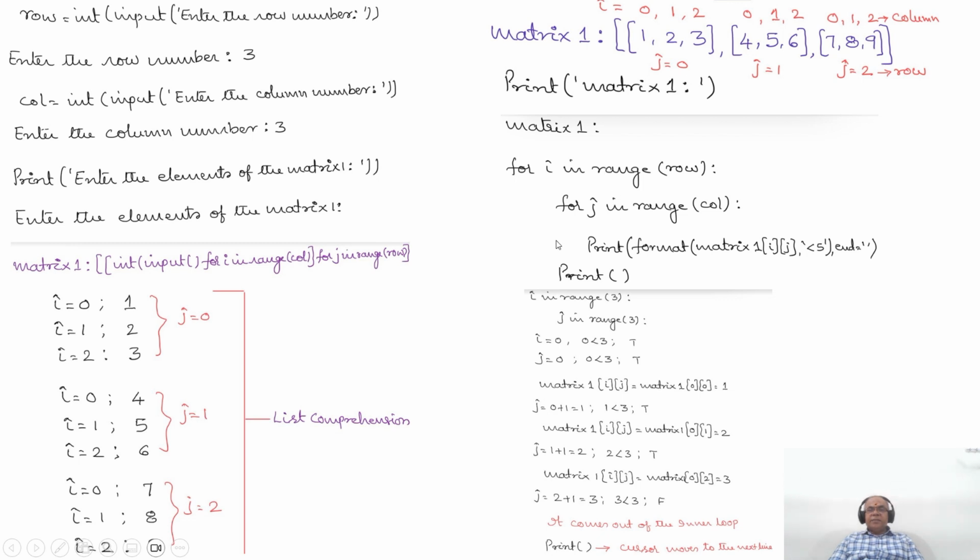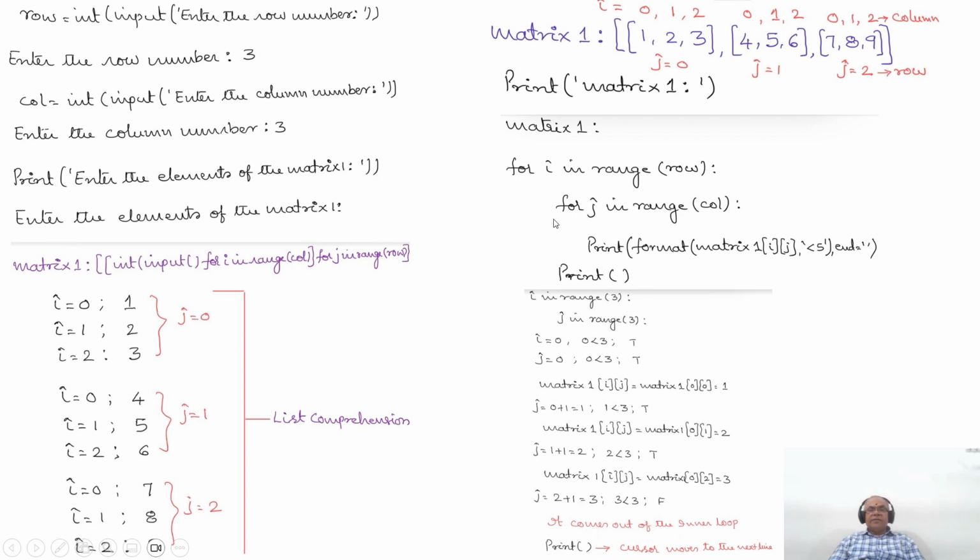Then j is incremented to 1, 0 plus 1 becomes 1, 1 is less than 3, condition is true. Matrix 1 of 0, 1 is equal to what? That is 0, 1, which is 2. Then j is incremented to 1 plus 1, it becomes 2, 2 is less than 3, condition is true. So matrix 1 of ij, which is matrix 1 of 0, 2, that is this, it will take as 3. So again j is equal to 2 plus 1, it becomes 3, 3 is less than 3, condition is false, it comes out of the inner loop.